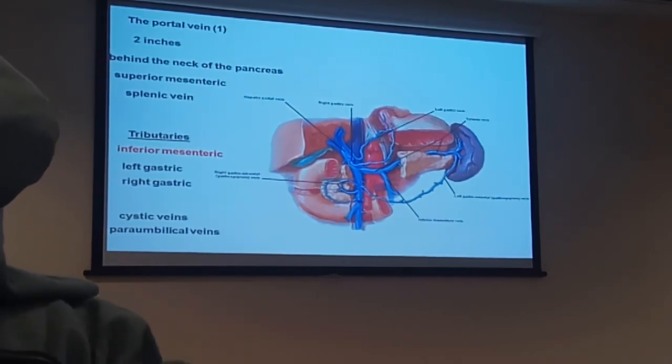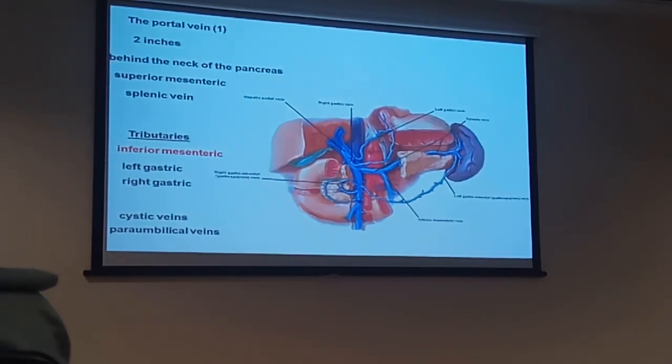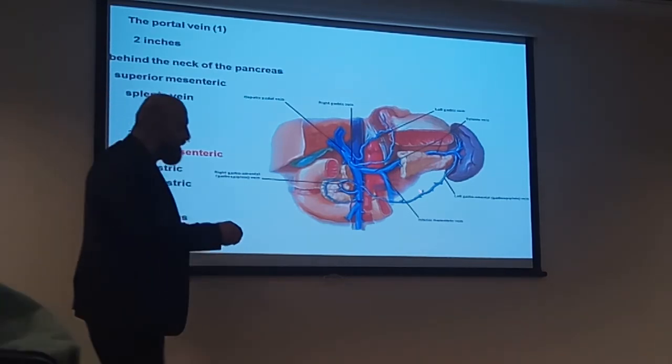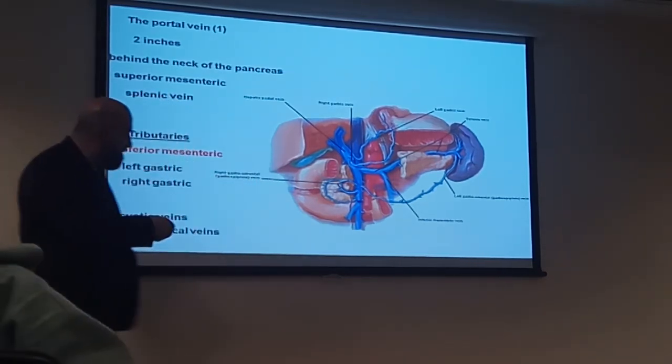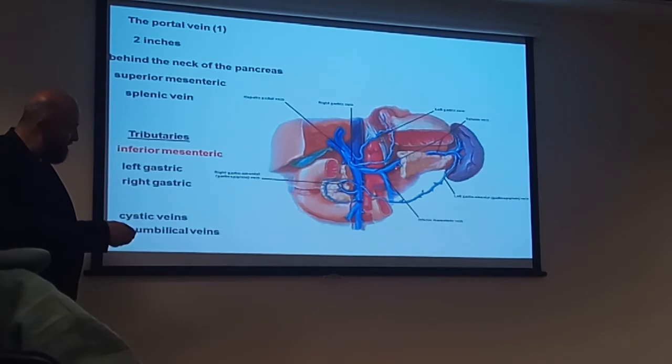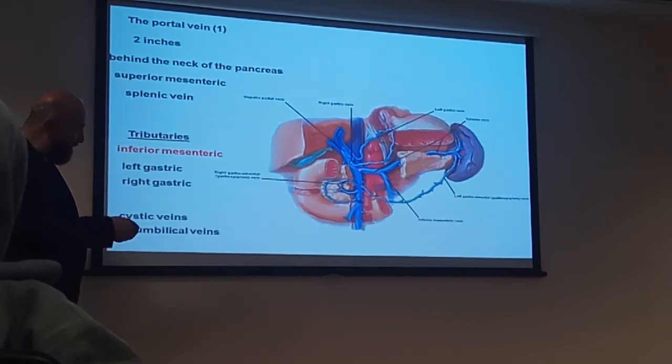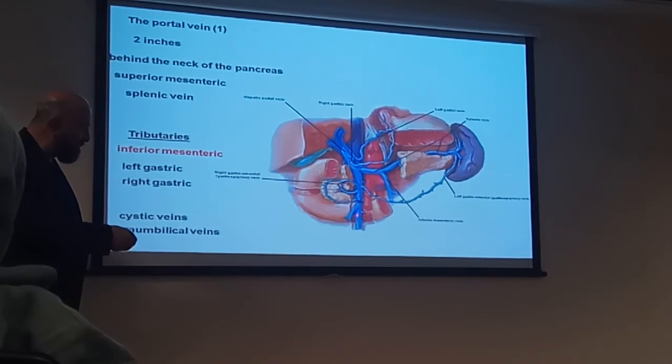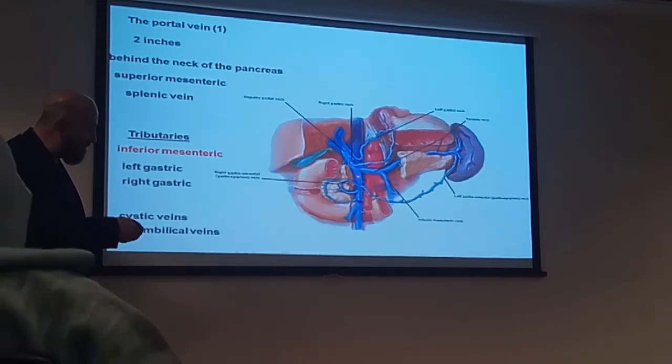Right? So what is the story of the portal circulation? Portal vein is the vein that is formed behind the neck of the pancreas between two veins, this splenic and this superior mesenteric. Okay, so superior mesenteric and splenic, they form the portal vein.